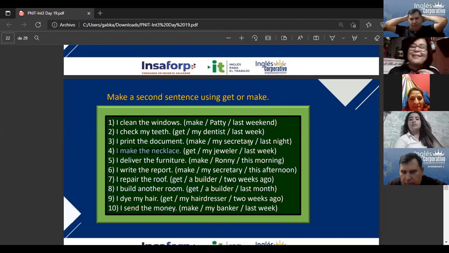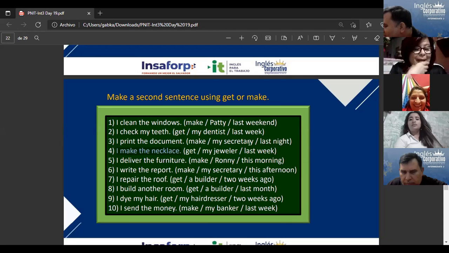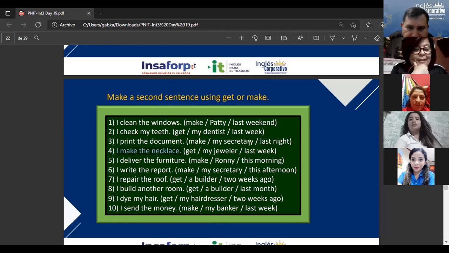I think it's not so difficult, but it's a little confusing. A big enchilada, yes. But if we investigate, in my case, I'm reading something about get and make. Causative. The causative. Yes, me too. No, it's not difficult.